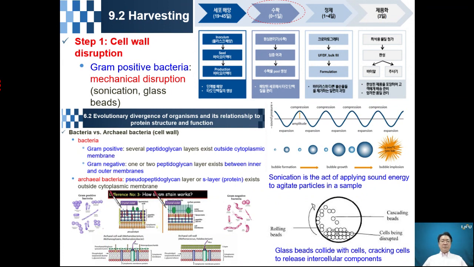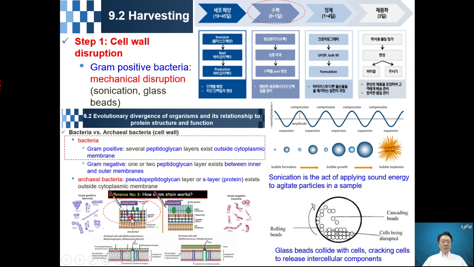Harvesting starts from the cell wall disruption. For example, to make insulin, we always use gram-positive bacteria. Gram-positive bacteria have several peptidoglycan layers outside the cytoplasmic membrane. So this is the cytoplasmic membrane, and outside the cytoplasmic membrane there is a very thick peptidoglycan layer, like this.